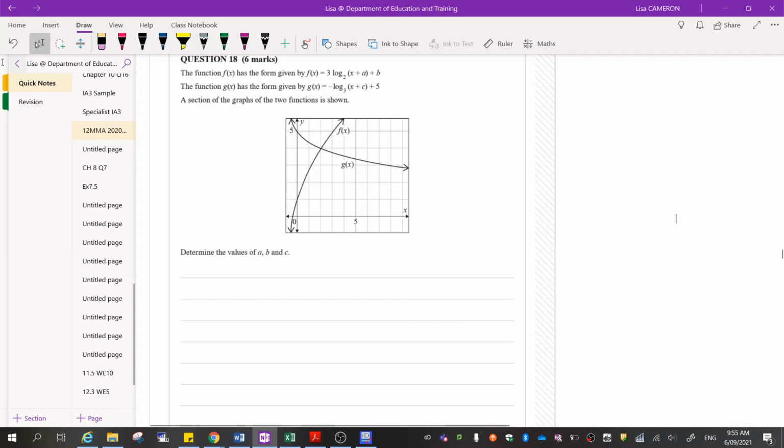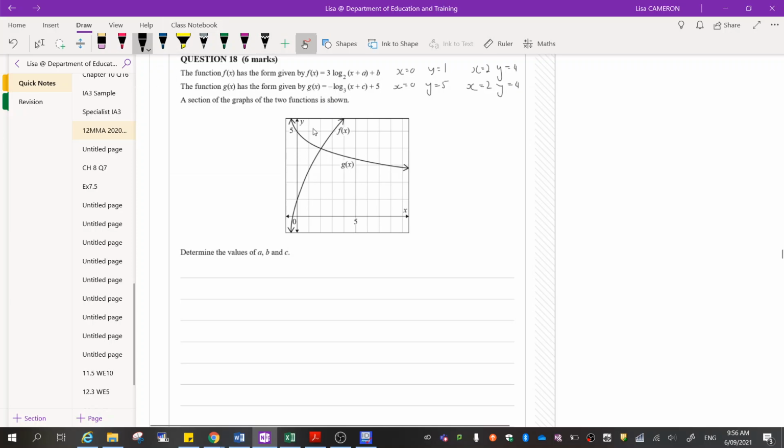Okay, question 18. So let's pull some information off the diagram first. The important things to note here is that for f(x), our function has an intercept of, this one here is f(x), so when x is at 0, y is at 1. And it's got an intersection with the other one when x is at 2, y equals 4. Now for g(x), that's this function here, when x equals 0, y equals 5, and it's got the same intersecting point there. So we're going to use this to solve for our unknowns.